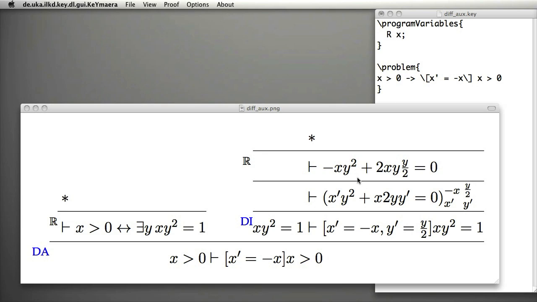Okay, now that I've shown you how to do this proof by hand, let's see if we can figure out how to implement it in KeYmaera.